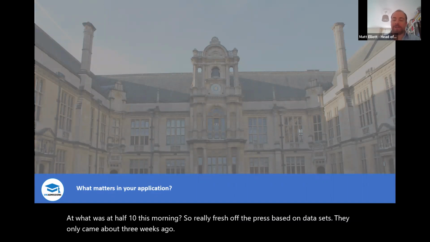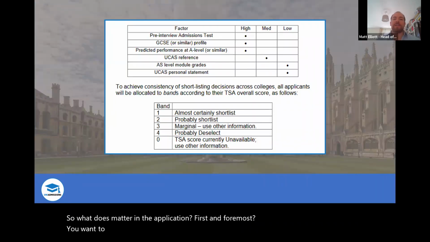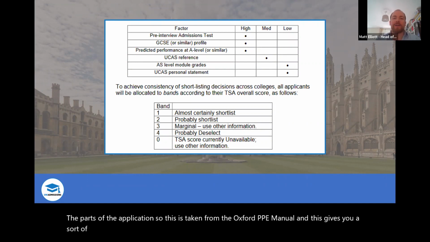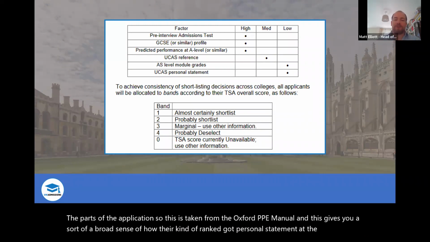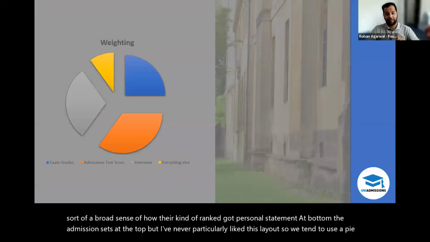What does matter in the application? First and foremost, you want to be looking at the different weights of the parts of the application. So this is taken from the Oxford PPE manual, and this gives you a broad sense of how they're ranked. You've got the personal statement at the bottom, the admissions test at the top. But I've never particularly liked this layout, so we tend to use a pie chart, right, Rohan? Yeah, absolutely.